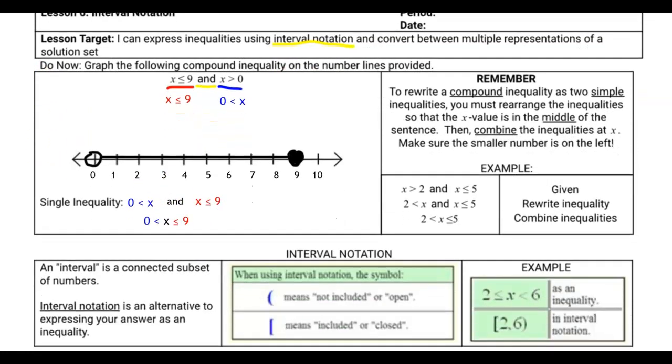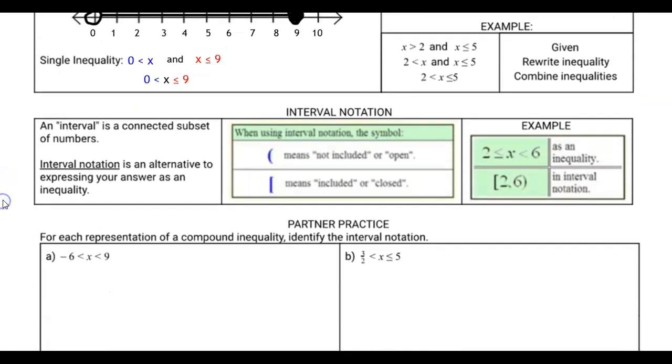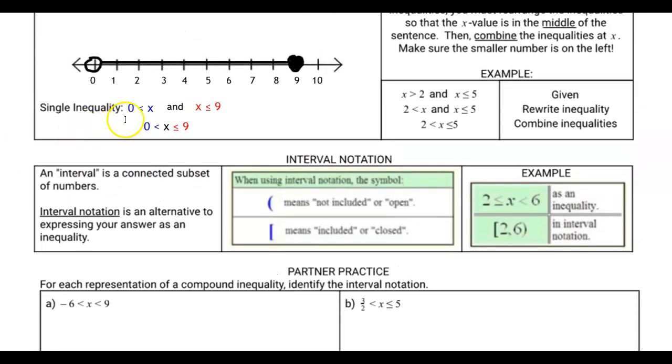All right, moving on to interval notation. So an interval is a connected subset of numbers. All that means is an interval is a group of numbers in between a lower value and an upper value. And it's connected, which means there's going to be a line between it. Interval notation is another way to express your answers in inequality. So I could write my inequality like this, or I could write my answer in interval notation.